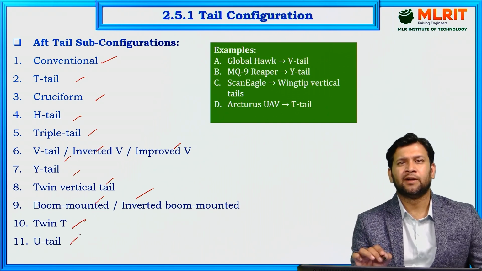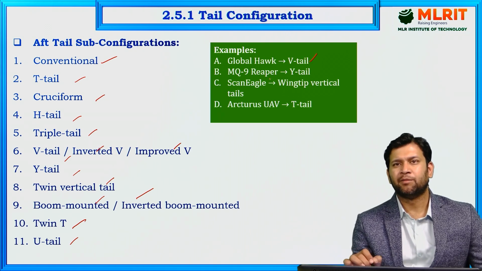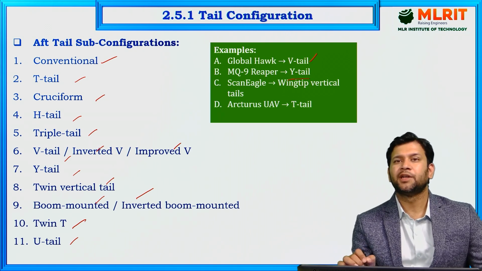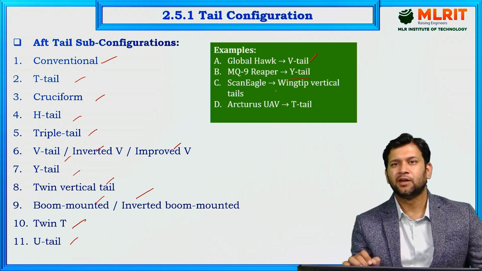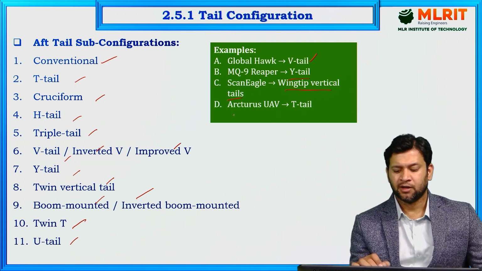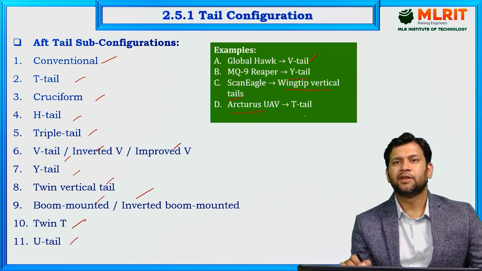Examples for unmanned air vehicles: we have Global Hawk for V-tail. The MQ-9 Reaper unmanned air vehicle is having Y-tail configuration. Scan Eagle is having wingtip vertical tails, and Arcturus is having T-tail.